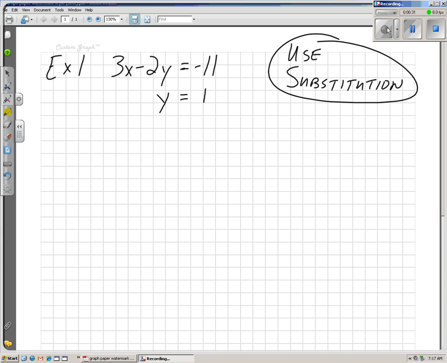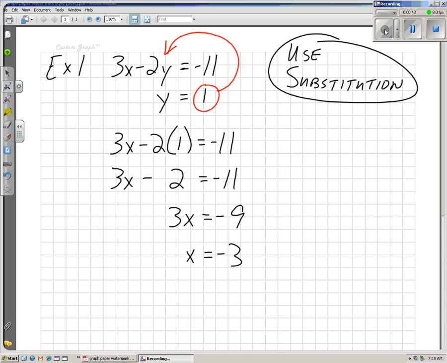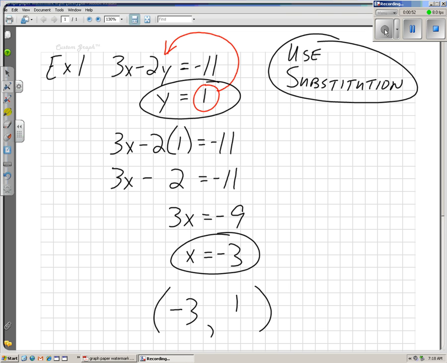All right, we're going to solve an equation in two variables by using substitution first. Substituting means if you know what y is, just put it in for y in the other equation and solve for x. So we find out x is -3. We already knew y equals 1, so we just write our answer as an ordered pair, -3, 1.